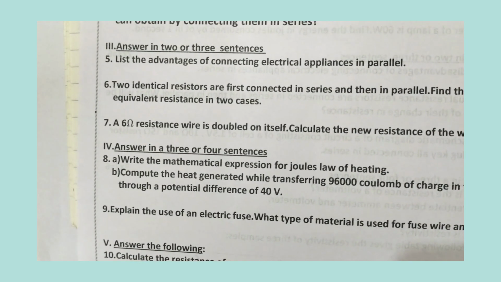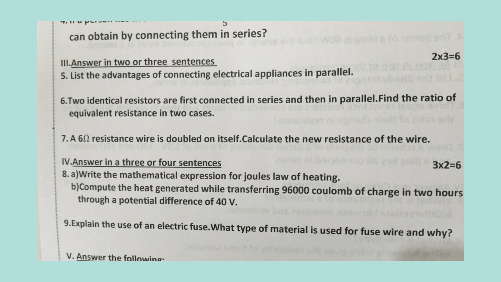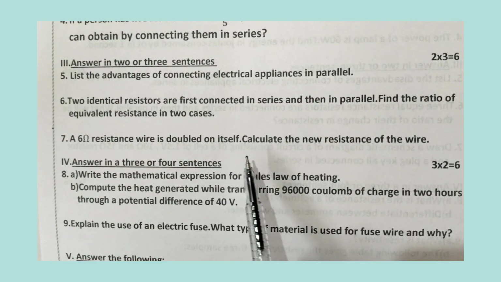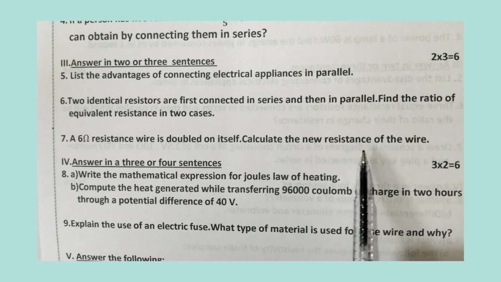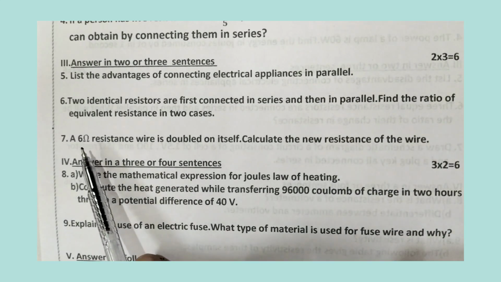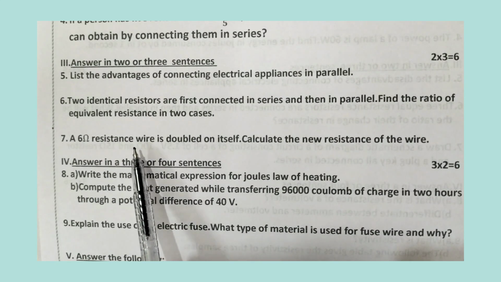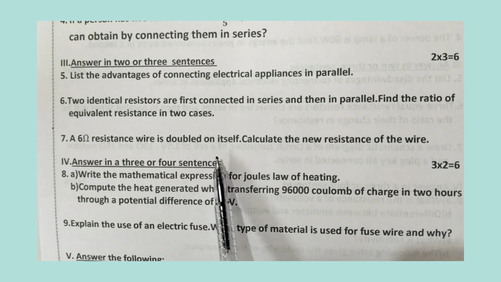In question number 7 they have given: a 6 ohm resistance wire is doubled on itself. Calculate the new resistance of the wire. So there is a wire whose resistance is 6 ohm, and the wire is doubled on itself. Calculate the new resistance of the wire.